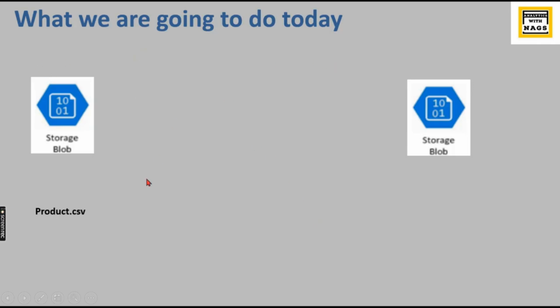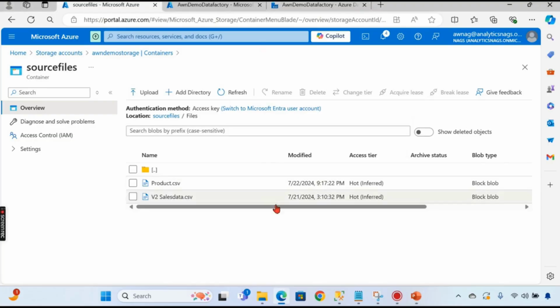So what we are going to do today: we have one CSV file in a storage account, which we can consider as unclean data. We will do certain transformations, like combining two columns and selecting only a few columns from the product. Then we will store it as product clean inside another folder in the storage account. That is what we are going to do today.